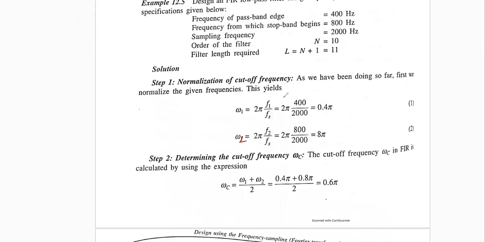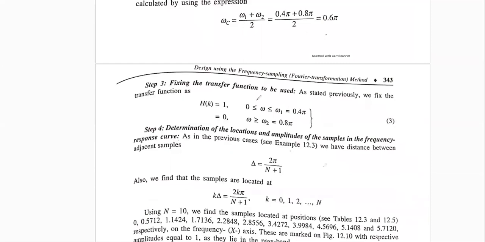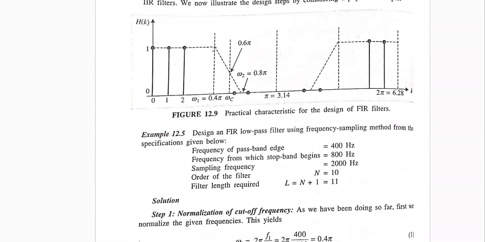Okay, so step number 1 is given. This is omega 1, omega 2, and omega c. This is the definition. Okay, from 0 to omega 1, the amplitude is equal to 1. From omega 1 to omega 2, this is 0 or 0.8. Okay, so that is by definition. So they are defining this value and defining this value.